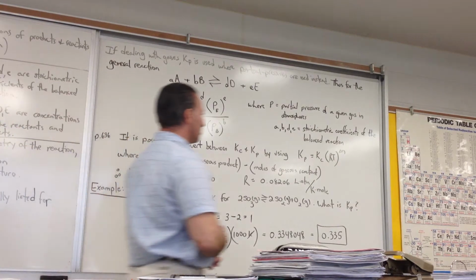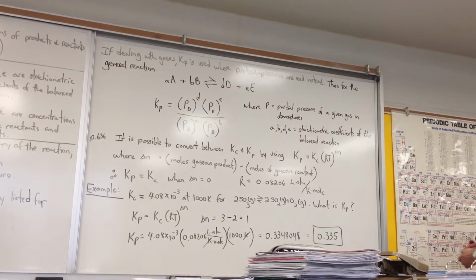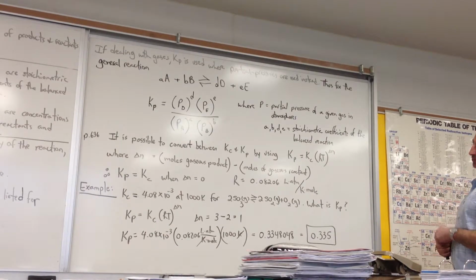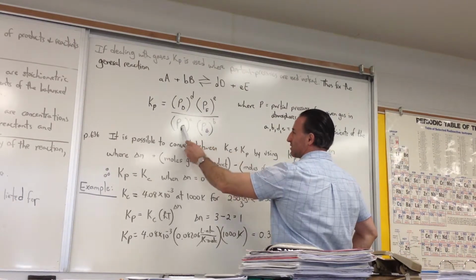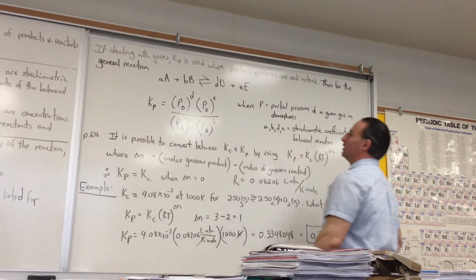When we're dealing with gases, we use Kp as the equilibrium constant because we're using partial pressures. So for the general reaction, again, A plus B gives D plus E, the value of Kp will be based on the partial pressures of each one of the gases involved, and again, the stoichiometric coefficients will become powers.